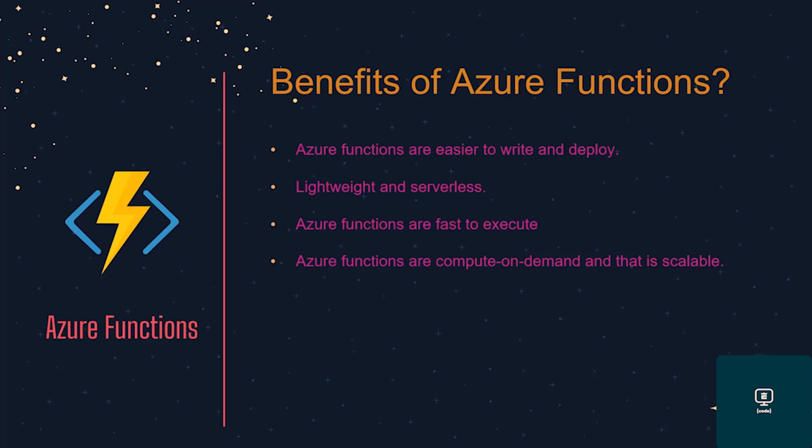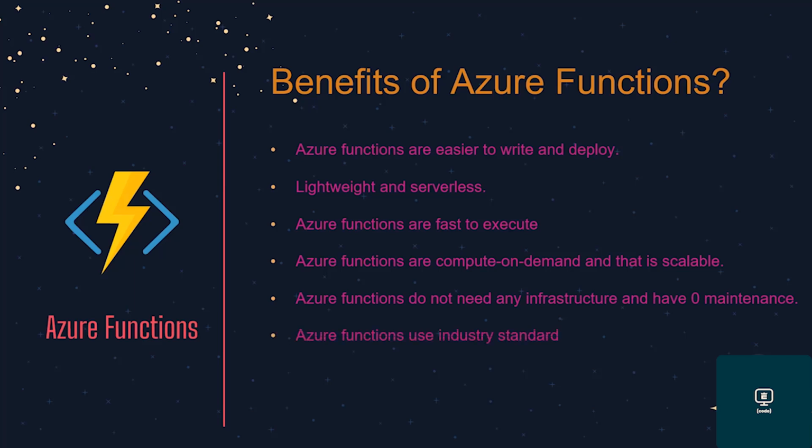So when the demand of an execution increases, more resources are allocated automatically to the service, and when the request falls off, all the extra resources are dropped automatically. So we do not have to worry about any infrastructure or maintenance. Azure Functions also use the industry standard so they can communicate with other APIs and libraries. Azure Functions also support multiple programming languages like F#, C#, Java, JavaScript, TypeScript, and Python. In this course, we will be focusing on C#.